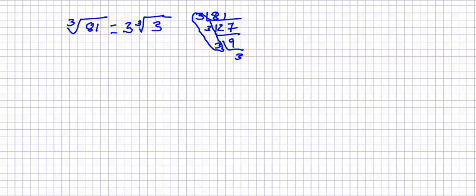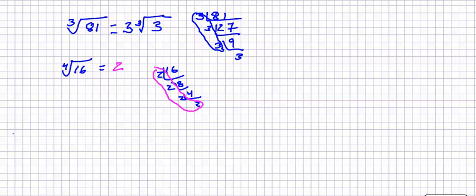Very common mistake. All right, 4th root of 16. So 16, 2 goes into there 8, 2 goes into there 4, 2 goes into there 2. Now I'm looking for a group of 4. 1, 2, 3, 4. So it's equal to 2. And nothing's left inside our radical. It's the same procedure we've been doing. Now let's look at the 5th root.